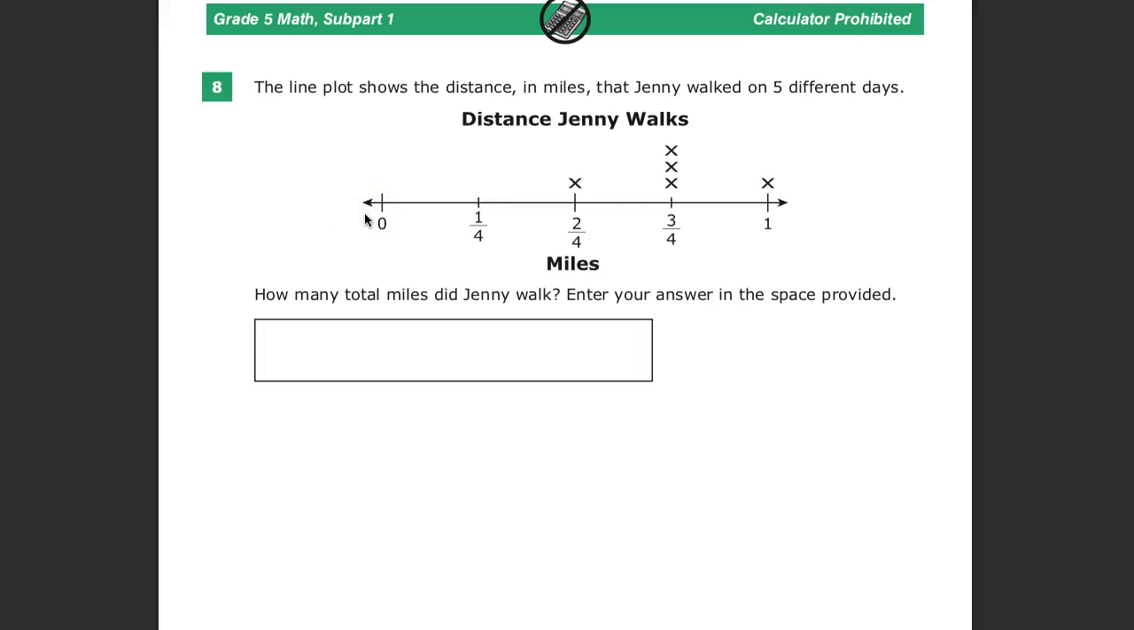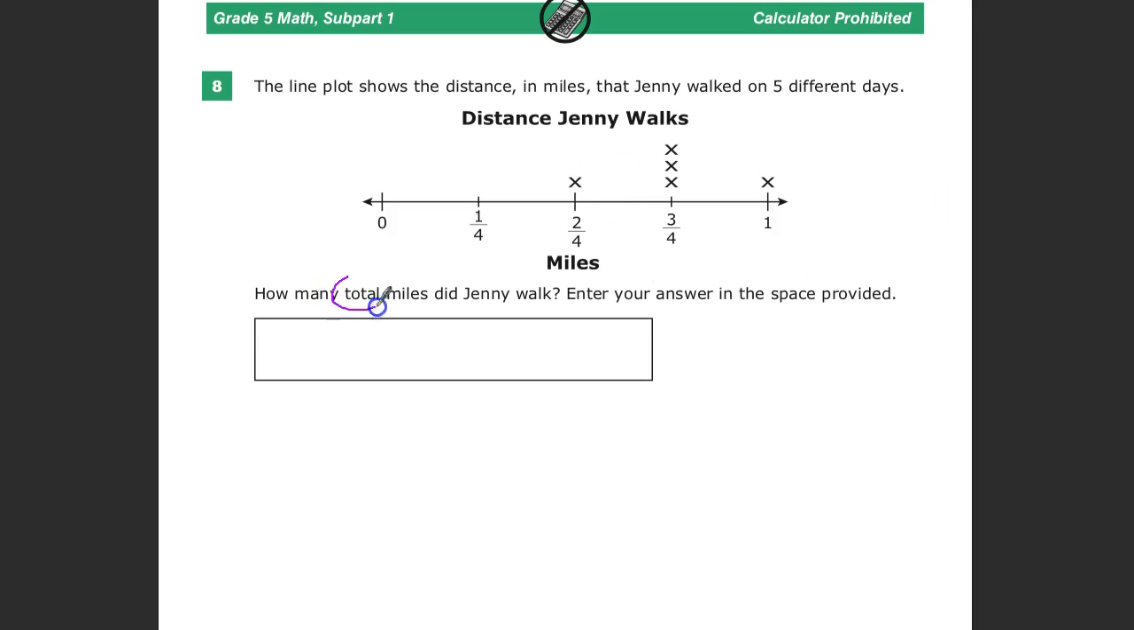This is question number 8 of the TNReady math practice test for grade 5. The question says the line plot shows the distance in miles that Jenny walked on 5 different days. So each one of these little x's identifies a length or a distance that Jenny walked. Good for her, working on her fitness, or maybe she just had to walk that far. I don't know Jenny's life, just saying. How many total miles did Jenny walk? Enter your answer in the space provided.